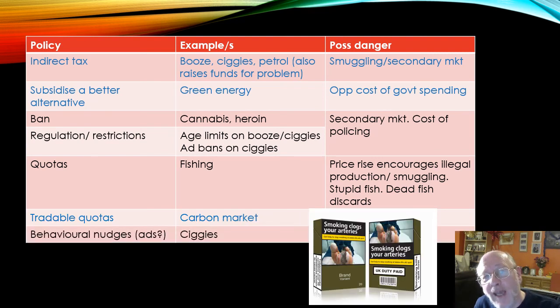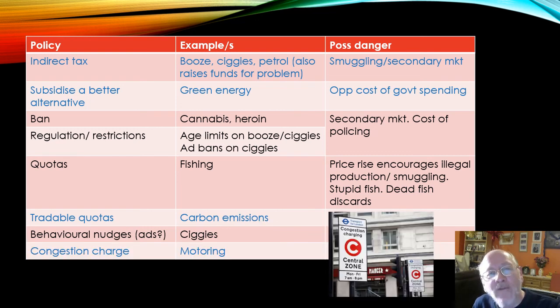Government could try behavioural nudges, for example, negative advertising on cigarettes. Again, it's a non-market measure, but hopefully you're going to be reducing demand by those wonderful little things on cigarette packets. Smoking clogs your arteries, with lovely pictures of how that might affect your toes or your lungs, that should hopefully discourage consumption.